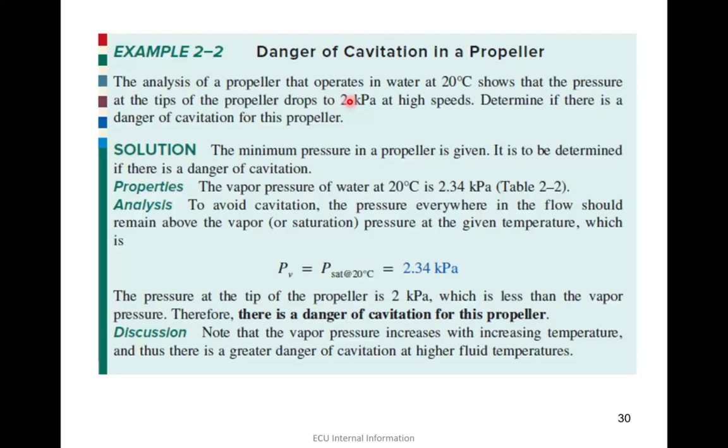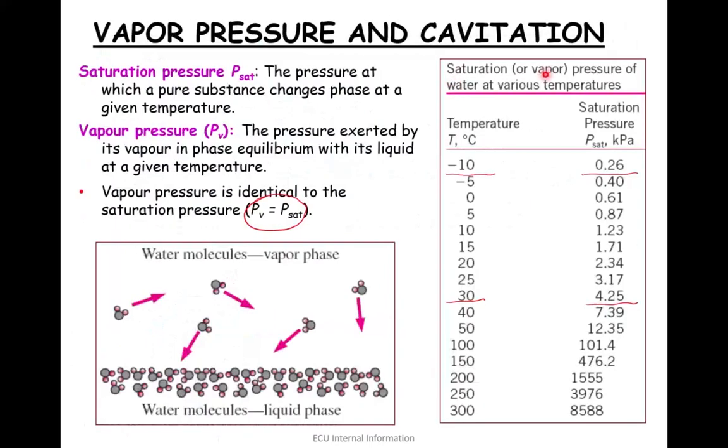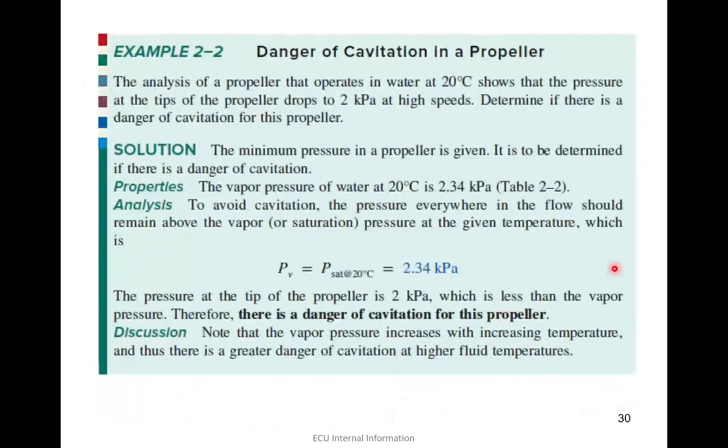So how do we find the vapor pressure here? The temperature is given, so we go to the table that we have. At 20 degrees, the vapor pressure is 2.34. So this vapor pressure is higher than the value given here. That means the pressure at the propeller is lower than the vapor pressure, so certainly in this system cavitation will happen.